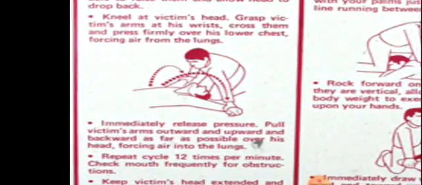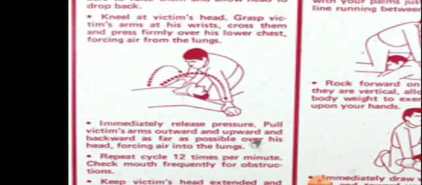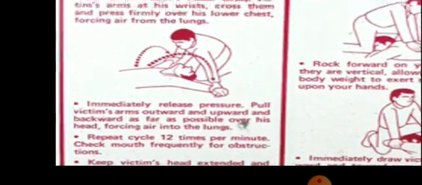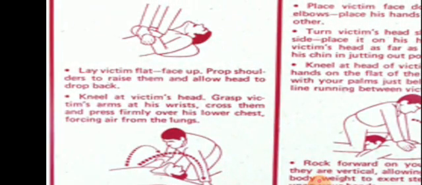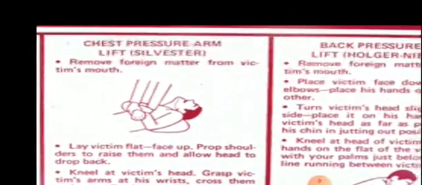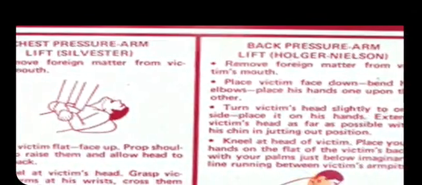So now you can repeat the cycle 12 times per minute. Check the mouth frequently to make sure there isn't any obstruction. Now keep the victim's head extended. That position is very important, keeping the head extended so that the airway of the victim is always open. So that's about the Sylvester method, the chest arm pressure method.